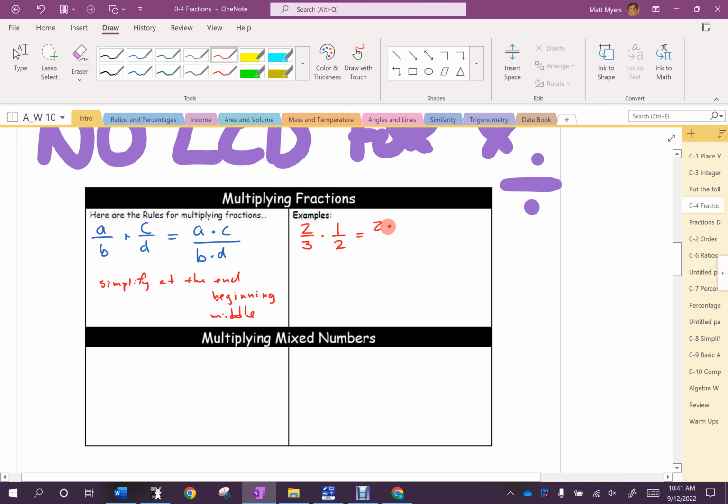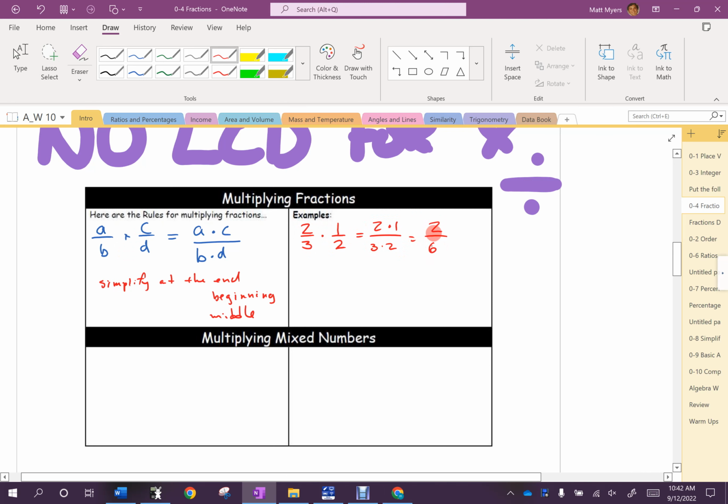I multiply them, 2 times 1, and what do I do with the bottom ones? Multiply, 3 times 2. Now this 3 times 2 caused a lot of trouble a couple of minutes ago. What's 2 times 1? And what's 3 times 2? 6. Oh, God.